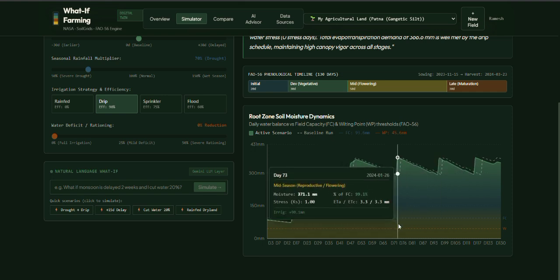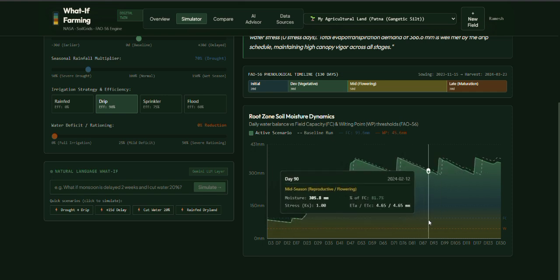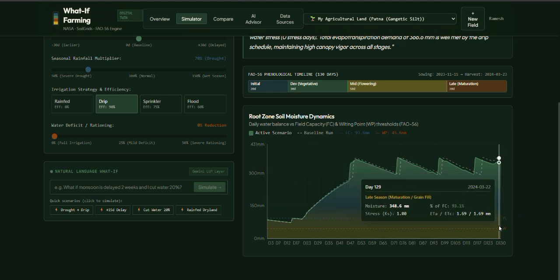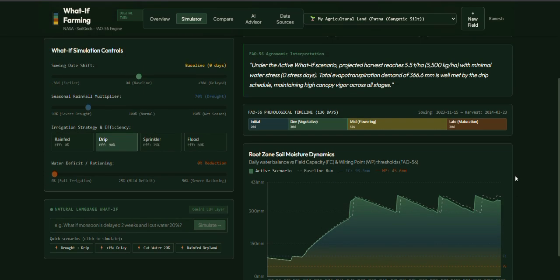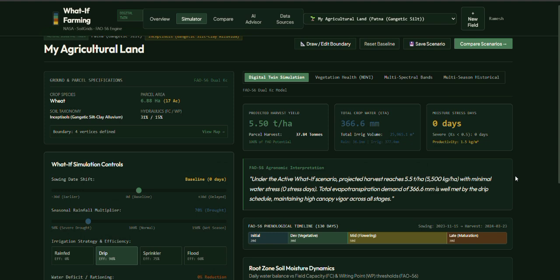Now, here's the actual point of this tool. What if this year's monsoon is 30% below normal? Watch. The system reruns the entire simulation instantly. And look what happens to the moisture chart. The curve now dips down towards the wilting point in the late season. That's real water stress, computed from real physics, not a canned warning message.